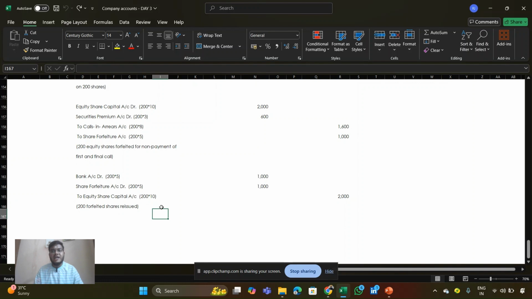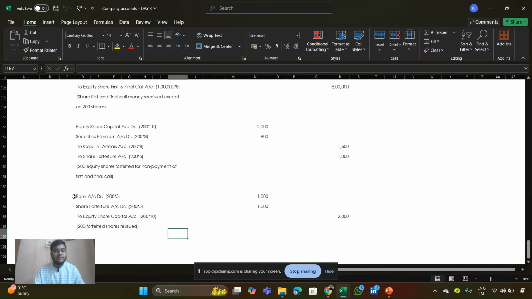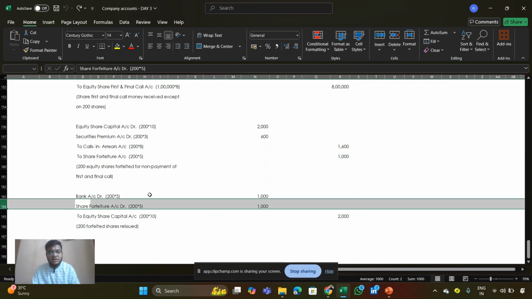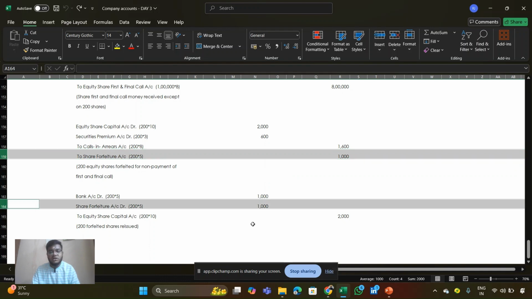If some shares have been partly reissued, then there will be a gain. That gain will be transferred to capital reserve. But whatever shares are forfeited, whole shares have been reissued. So there will be no gain, there will be no transfer to capital reserve. So no entry required. Okay. So 200 into 5, it's a bank, share forfeiture. So share forfeiture, if you see, here also 1000, here also 1000, here also 1000. So there is no need to pass a capital reserve entry.